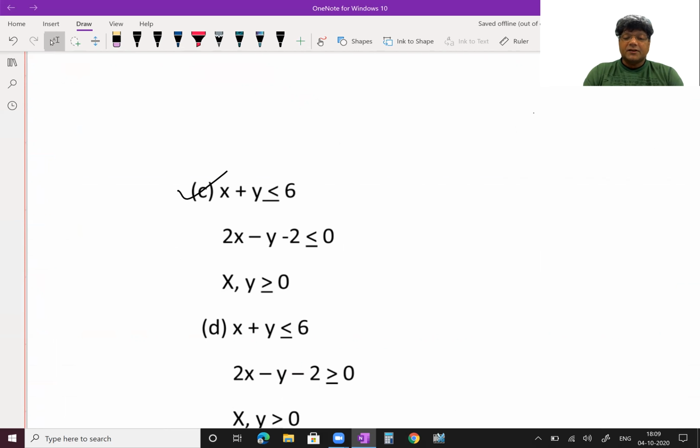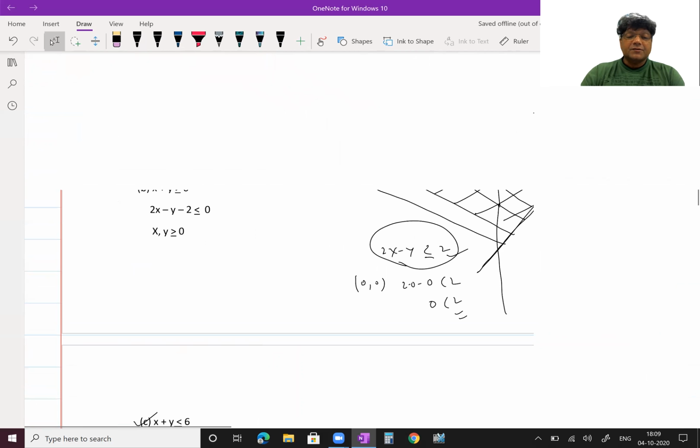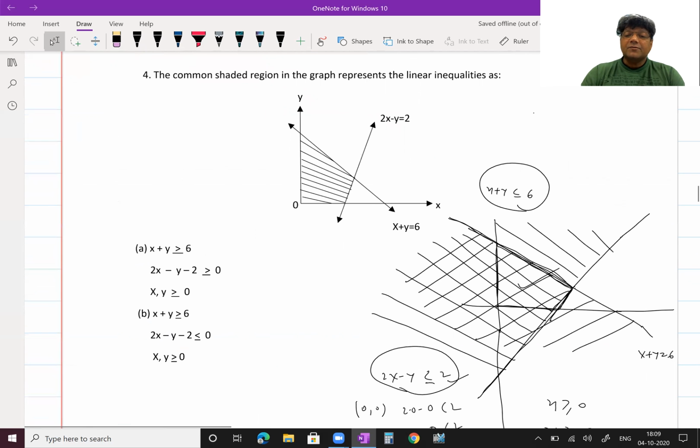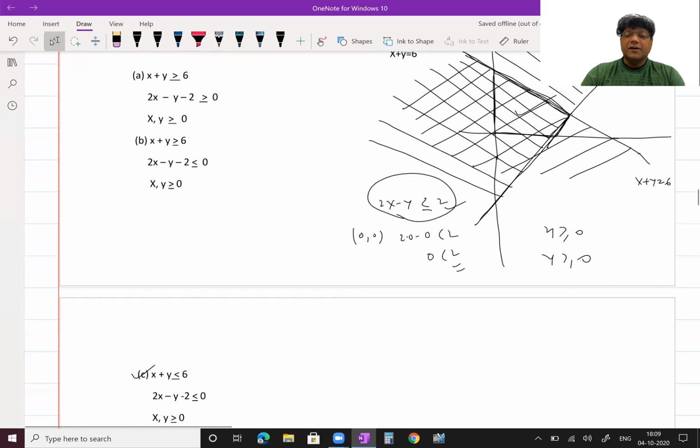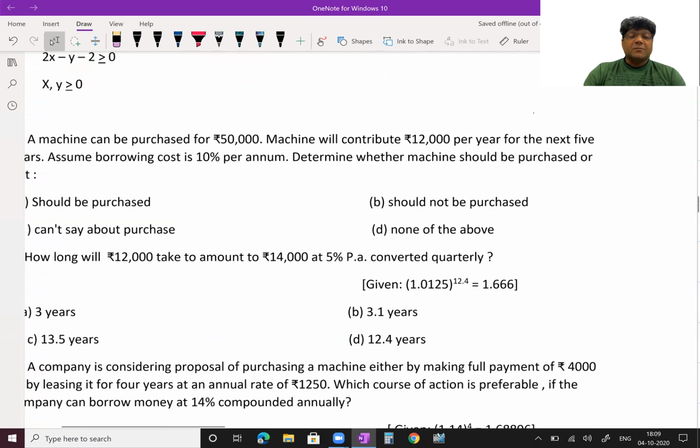2x minus y minus 2 is equal to 0. Same thing only. And x plus y is equal to 6. Okay, fine. Now, question number 5.